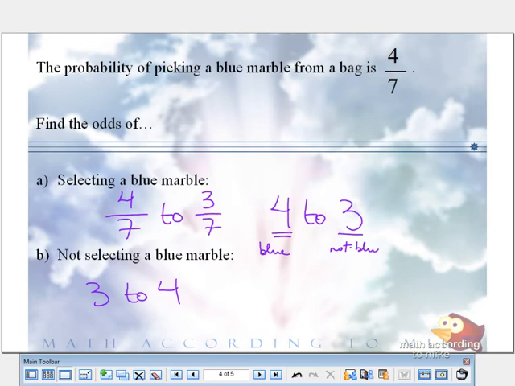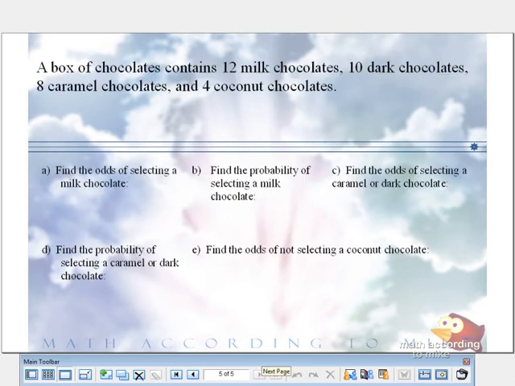So let's go the other way. A box of Forrest Gump chocolates contains 12 milk chocolates, 10 dark chocolates, 8 caramel chocolates, and 4 icky coconut chocolates. Who likes coconuts? No, they're icky. Part A, find the odds of selecting a milk chocolate.